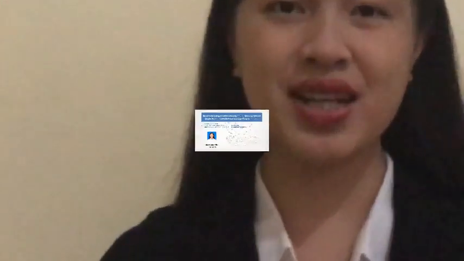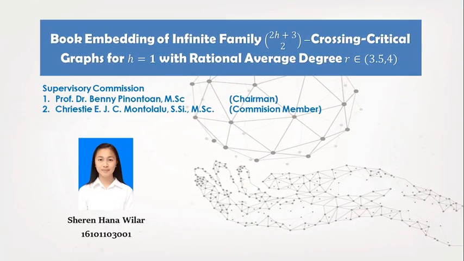I am Sheren Hana Wilar. Now, I will present the results of my thesis research with the title Book Embedding of Infinite Family to H plus 3 choose to crossing critical graph for H equal 1 with rational average degree R element 3.5 until 4. With Supervisory Commission, Professor Dr. Benny Pinonton MSc as Chairman and Christy Montolalu SI MSc as Commission Member.